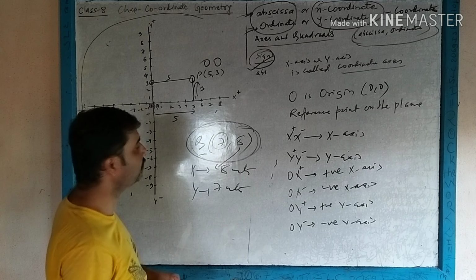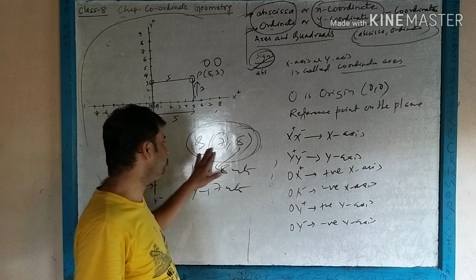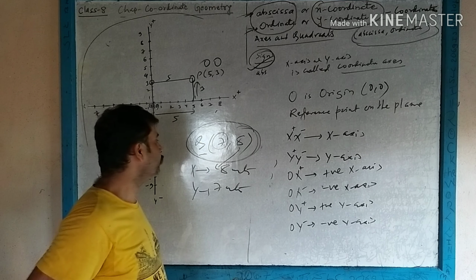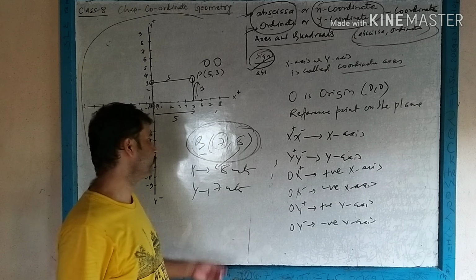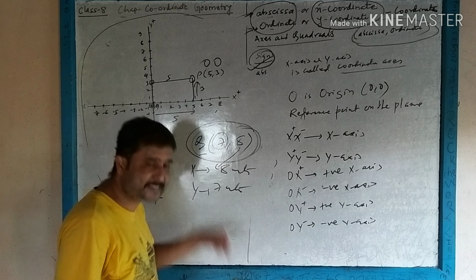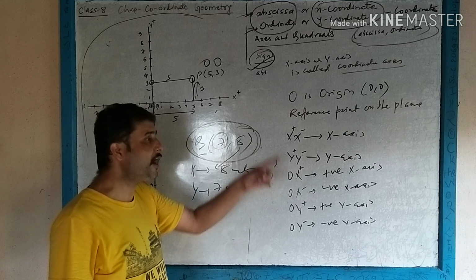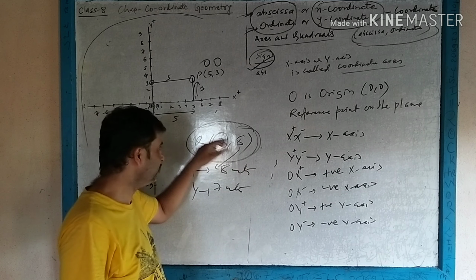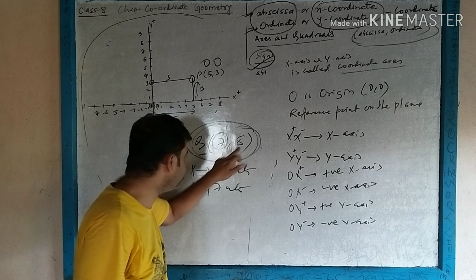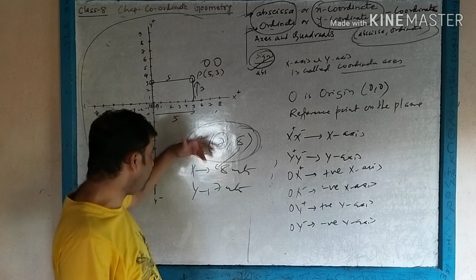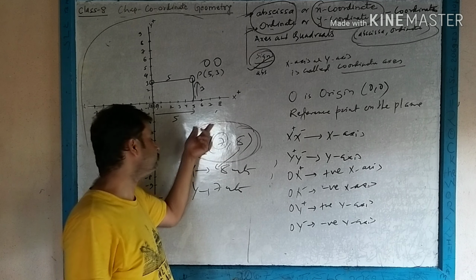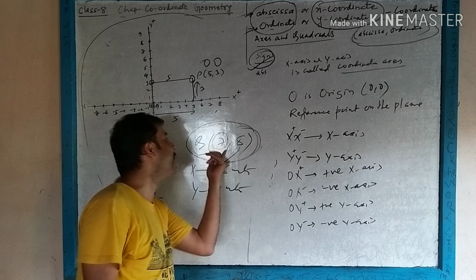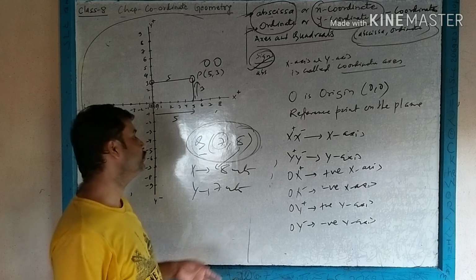Again I am reminding you, Q (7, 8) is the point. How far is the point Q from the x-axis? The ordinate, that is 8 units. How far is the point Q from the y-axis? The abscissa, 7 units. So that is the distance of the point.